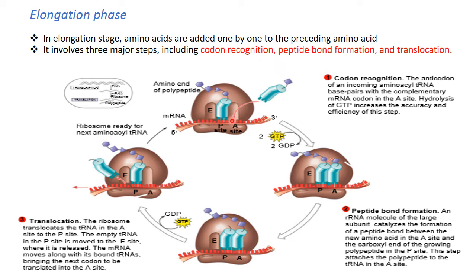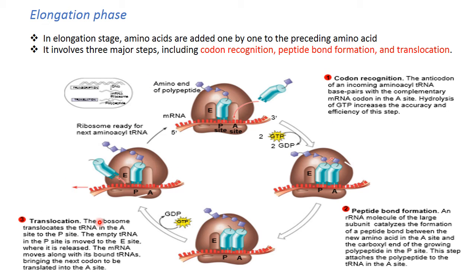Again, another amino acid will come to the A site, and then it will interact with the amino acid at the P site, and the rRNA will catalyze the formation of a peptide bond. Once the peptide bond is formed, the polypeptide chain will be detached from the tRNA at the P site. The process requires energy, and the tRNA will be released, and so forth.